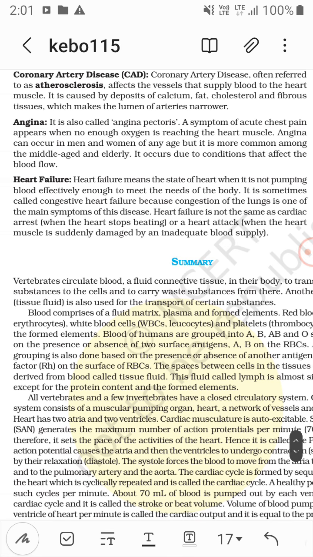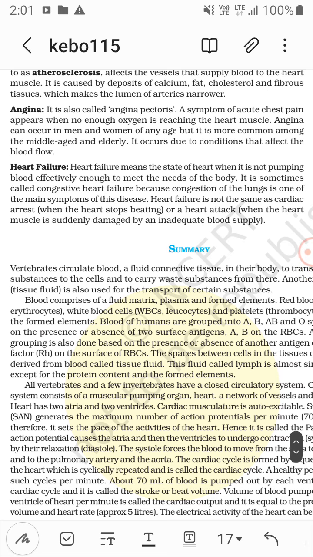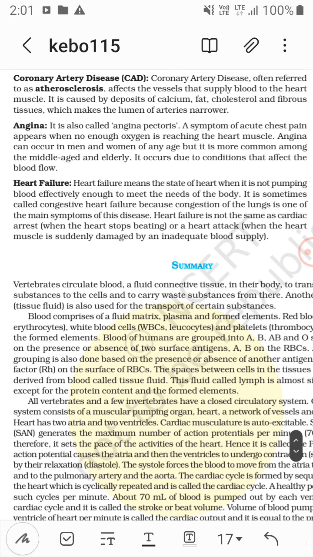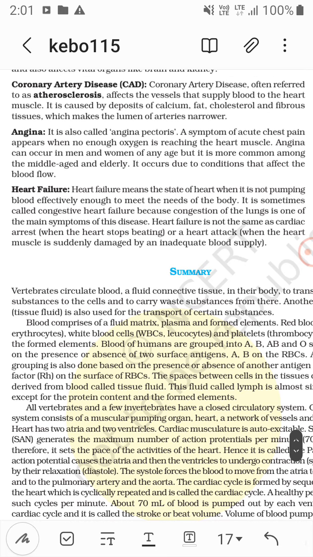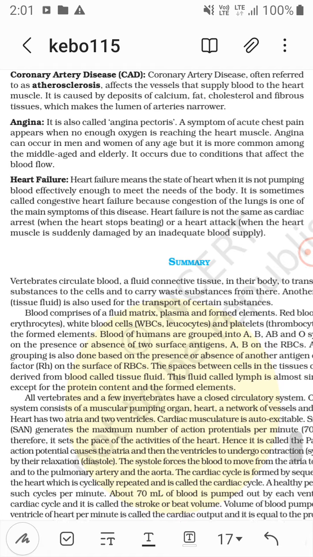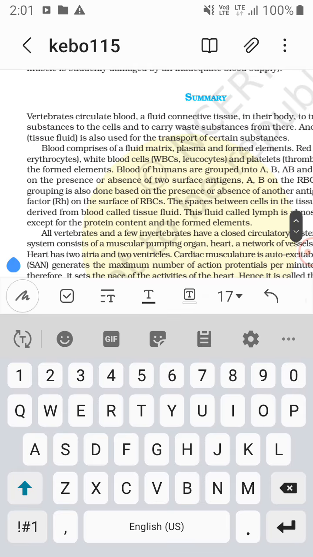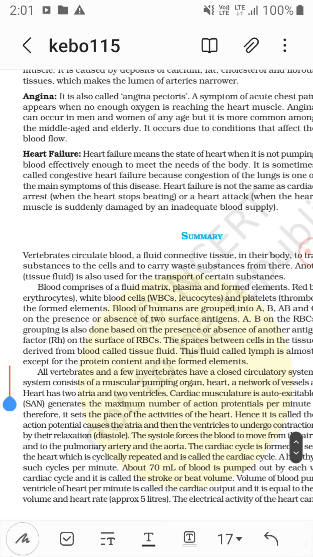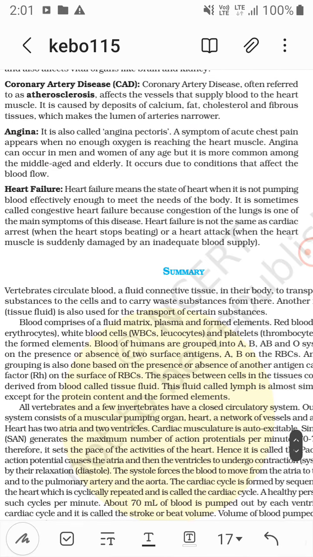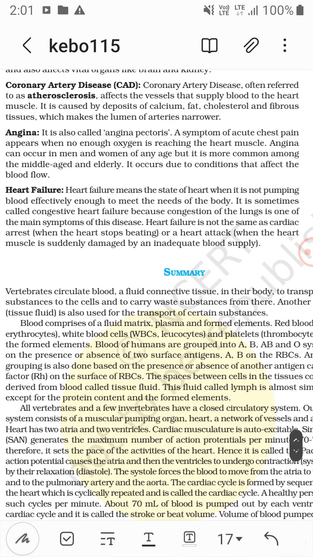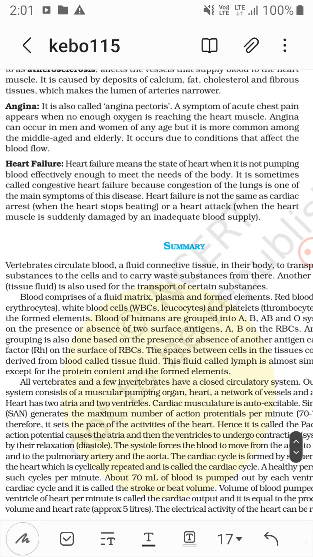So now angina, that is angina pectoris. A symptom is acute chest pain. The reason is that not enough oxygen is reaching the heart muscle. This is common in middle age, right? Middle age and elderly, and it occurs due to the conditions that affect the blood flow.